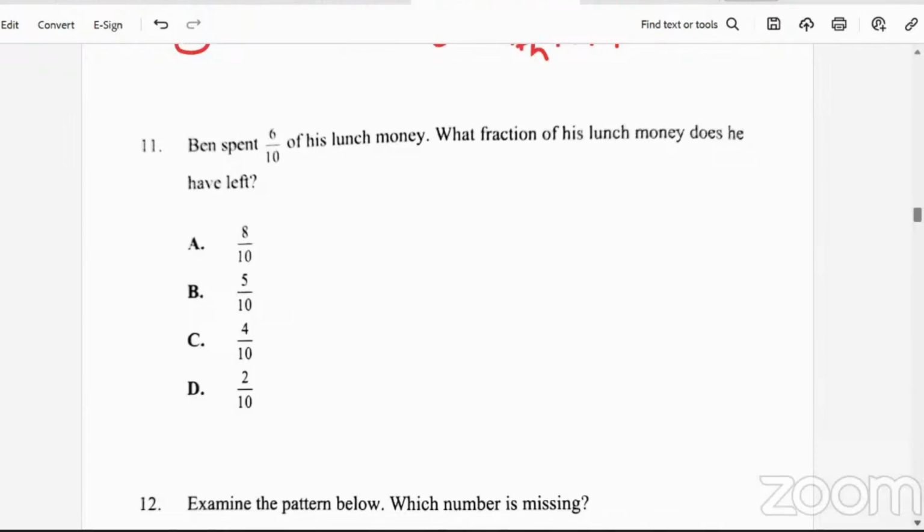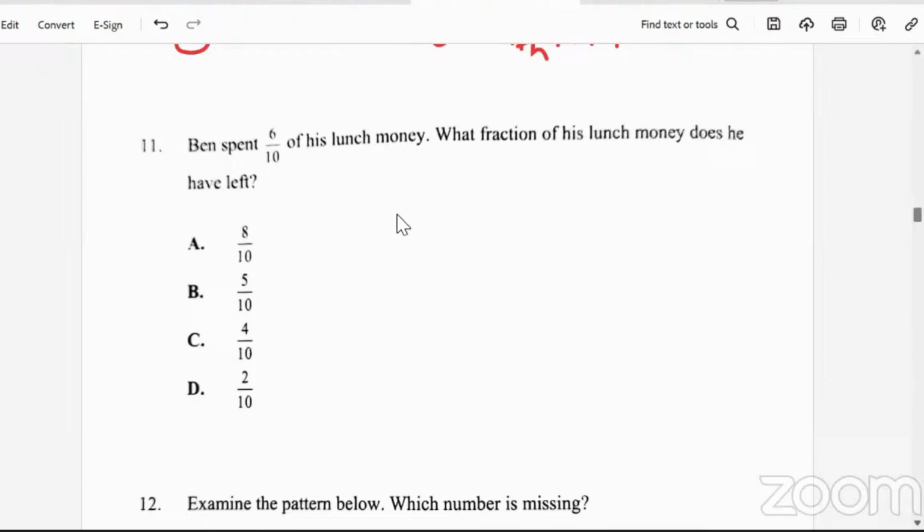Okay, so pretty much if he spent 6/10, remember that would have been 10 out of 10. That's the whole, right? One whole thing. Remember, it would have been divided into 10 parts, because we look at the number at the bottom, the denominator, and that tells us how many parts. So it would have been a total of 10 parts, okay?